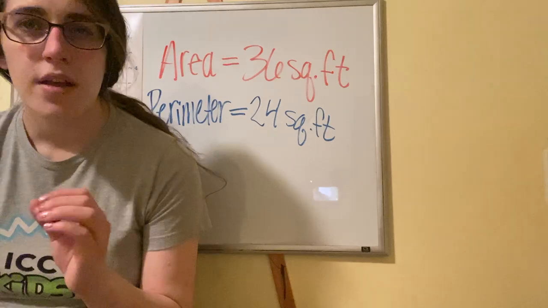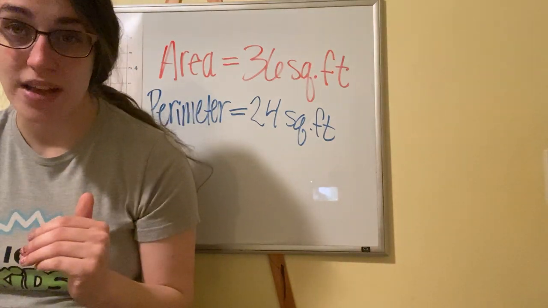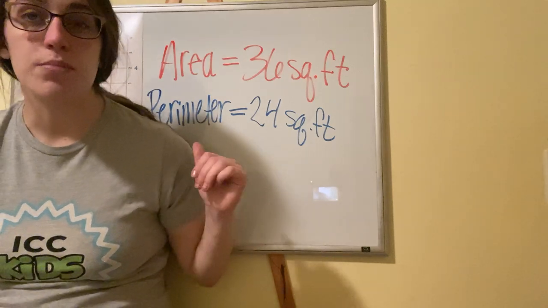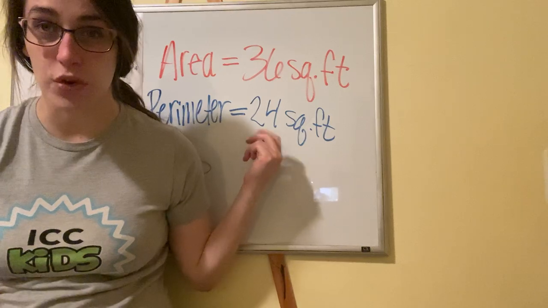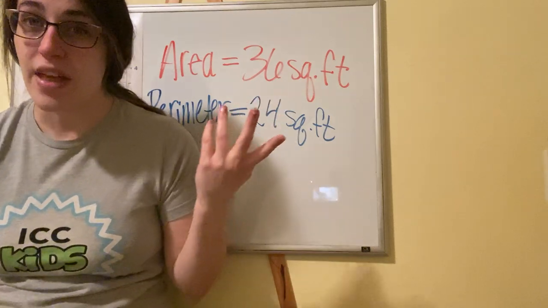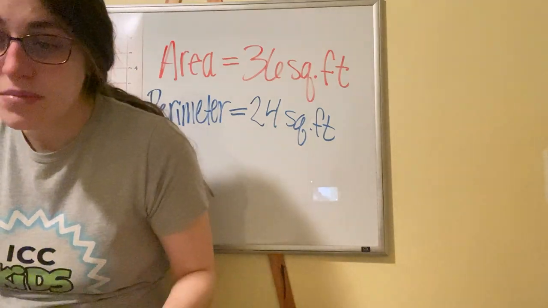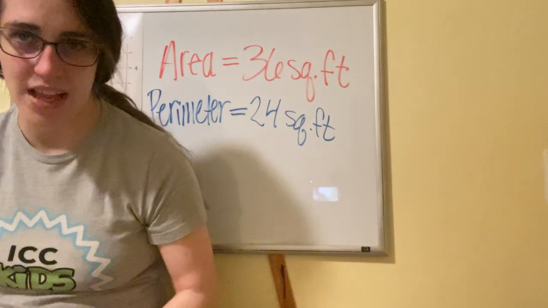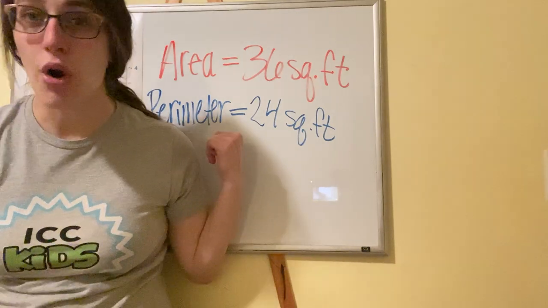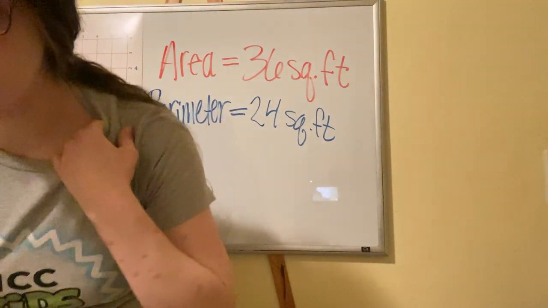The area and the perimeter will sometimes be the same, but not always. So it's important to know the difference between the area and the perimeter, because if you had said 24 square feet for the area, they wouldn't have enough sand to fill it. And they wouldn't know how much space was inside the sandbox. It would be wrong. So that's why it's important to know the difference.